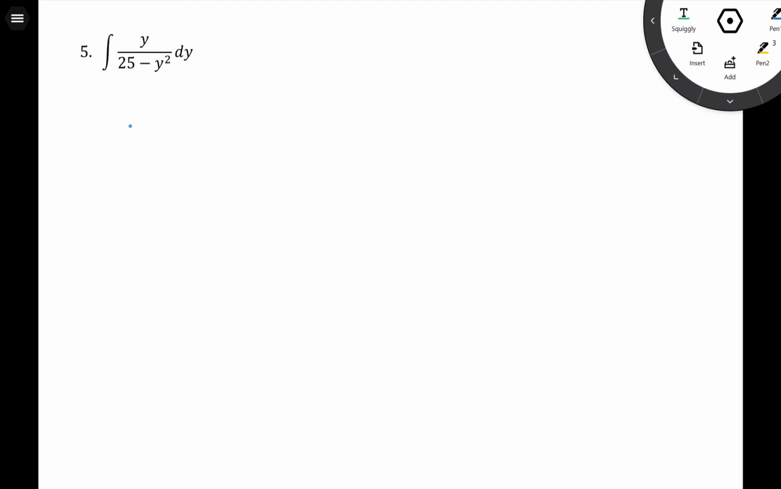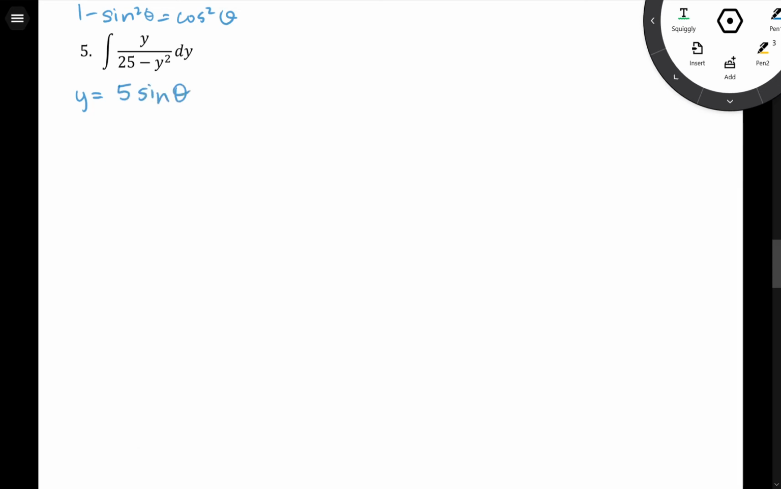Okay, let's see. Number 5 has our difference of squares again. And it looks to me like once more we're going to want to use the 1 minus, oops, I'm getting it backwards. Works both ways, but 1 minus sine squared theta equals cosine squared theta. So I am going to replace my y with a 5 sine theta.